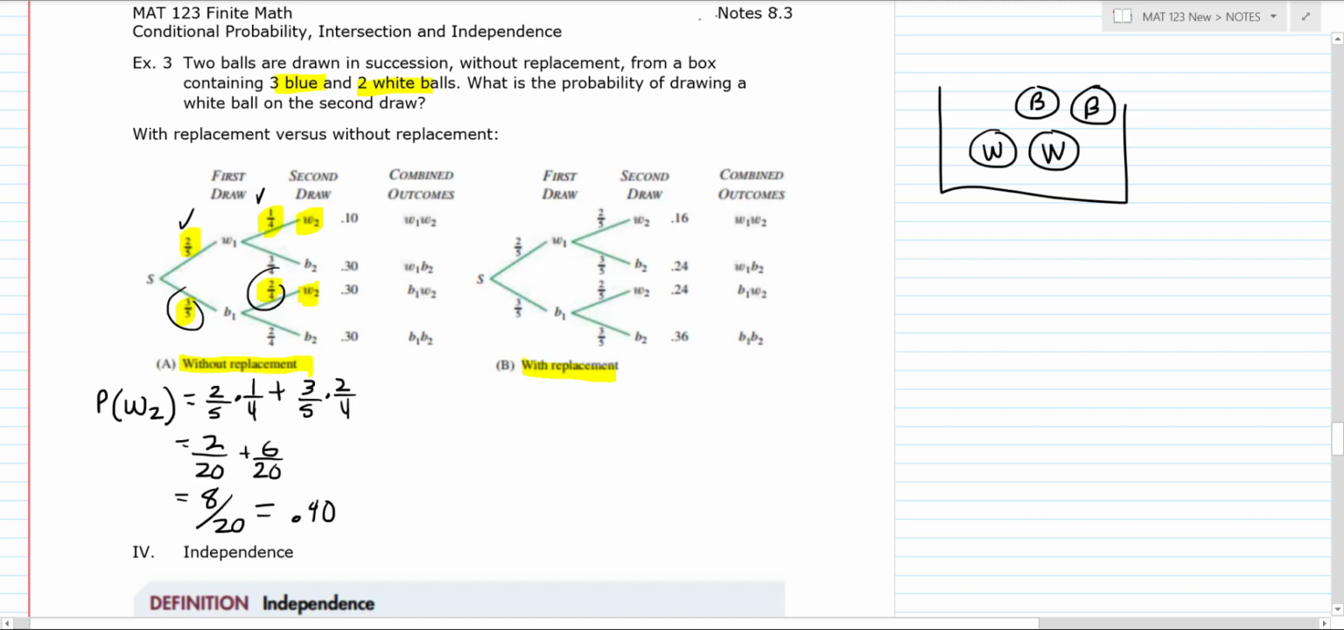You can also look at this tree diagram. It's just like, okay, that's 0.10 that way and 0.30 that way. So it adds up to 0.40, see. Okay, so you can do that like that.